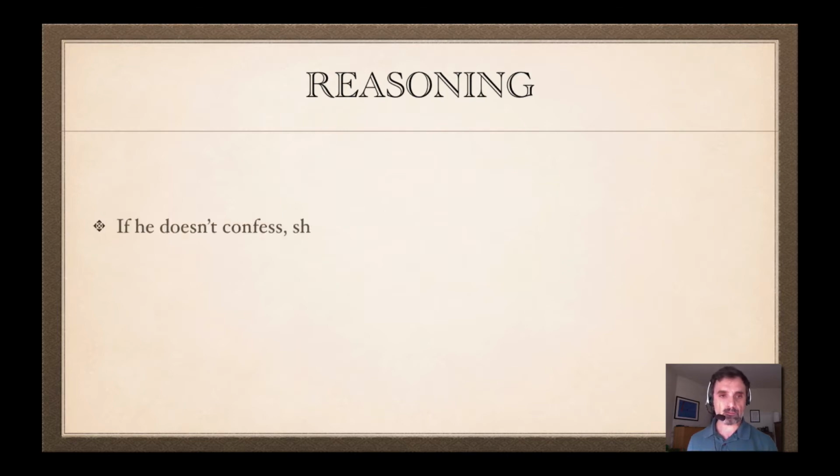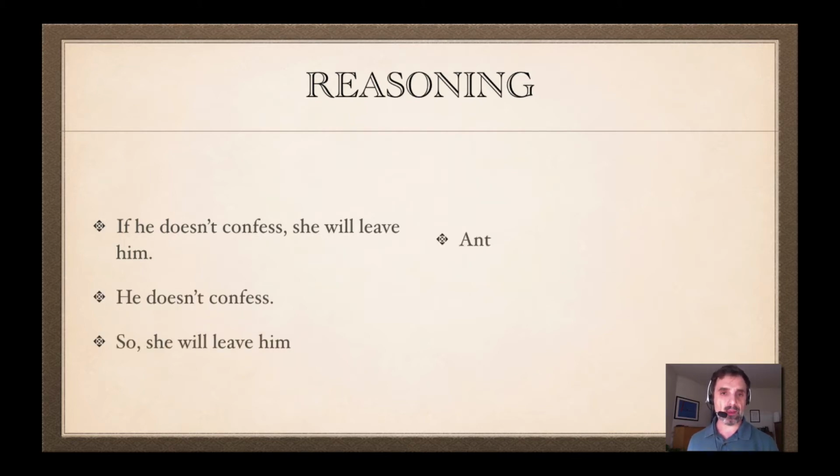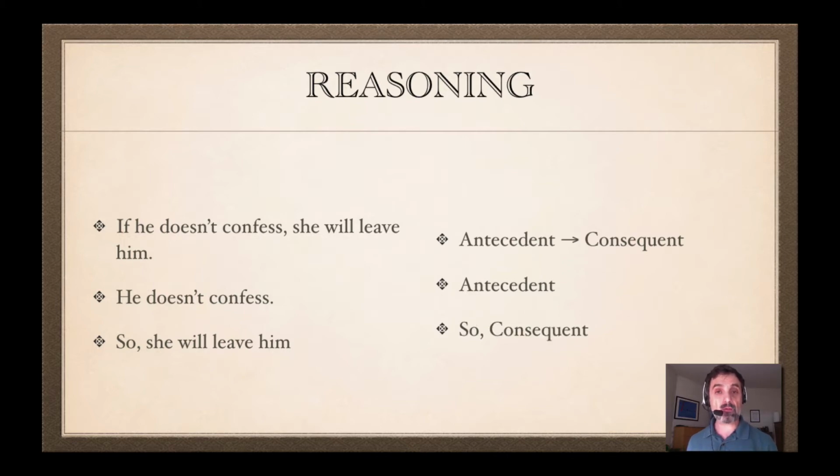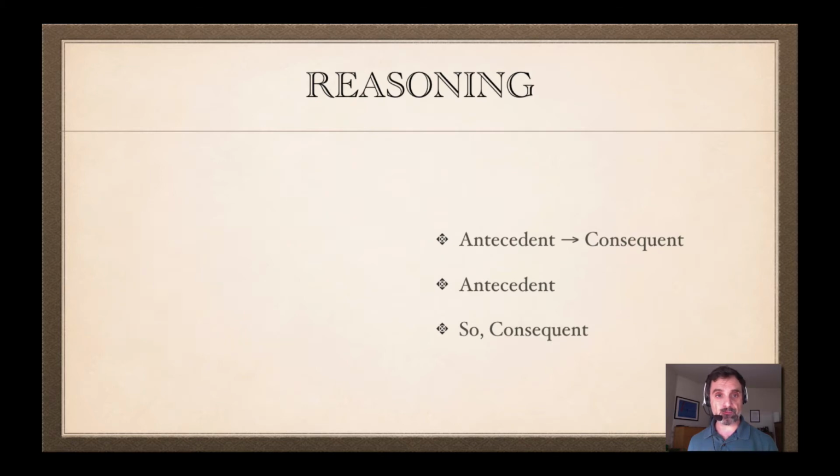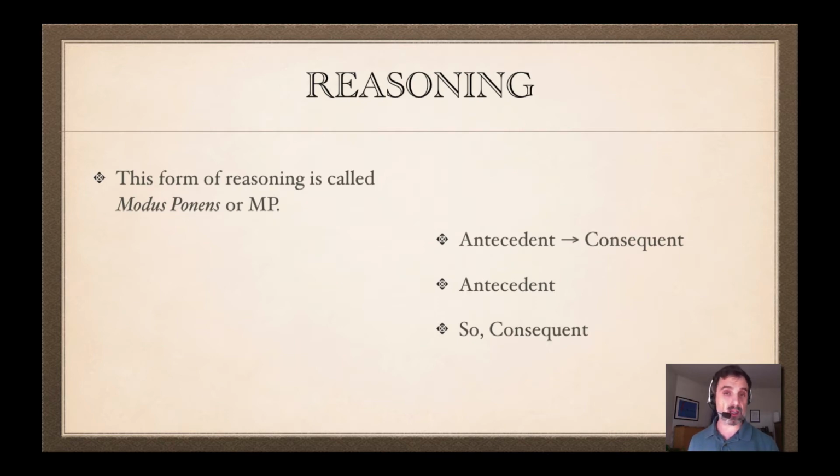So in this scenario we've been considering, you have the sentence, if he doesn't confess, she will leave him, and he doesn't confess, and so she will leave him. And that's this general form: if antecedent, then consequent, and antecedent, therefore consequent. And we decided that any reasoning that has this form is valid. And so this form of reasoning where you infer the consequent of a conditional from that conditional and the antecedent of the conditional, we call that modus ponens, or MP.